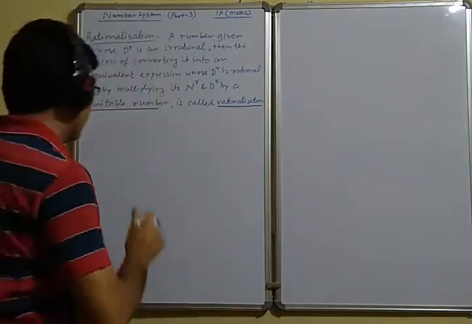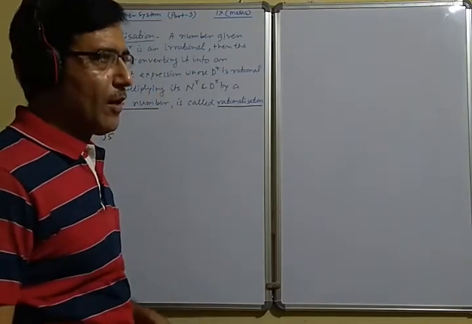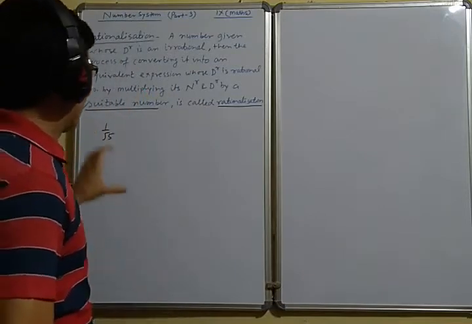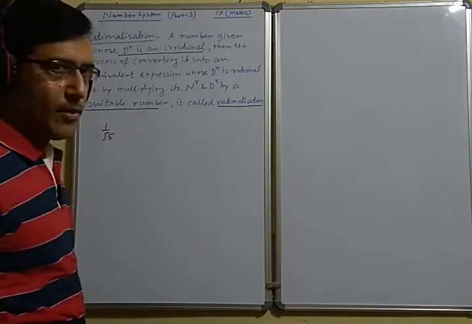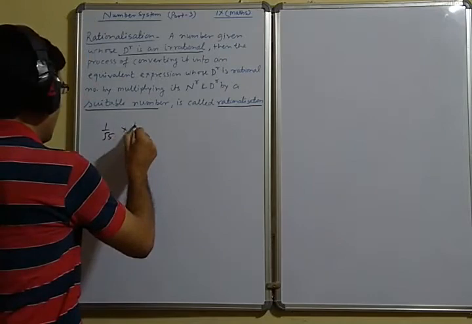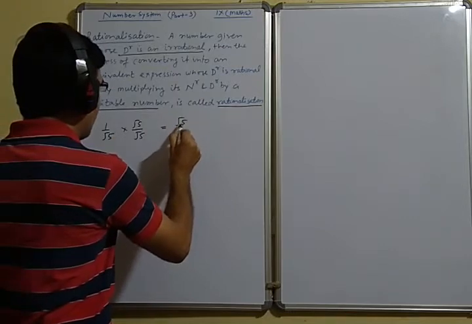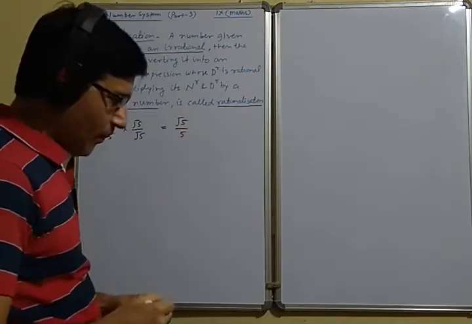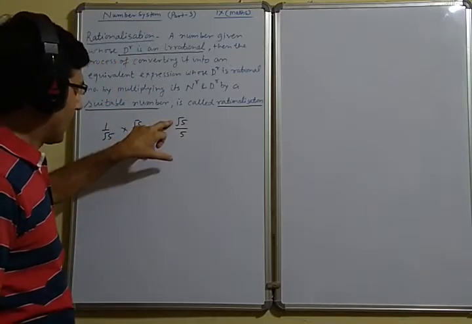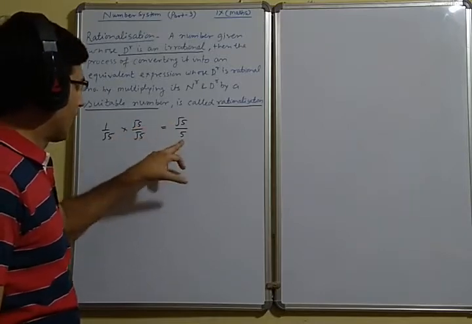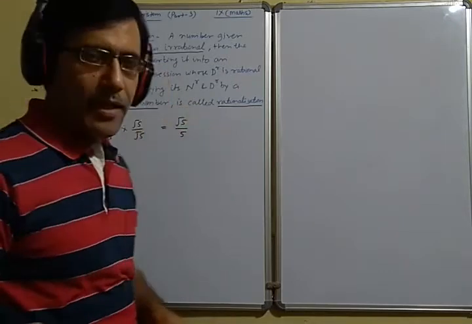For example, 1 by root 5 is there. Now we have to rationalize it. So we always rationalize the denominator where it is irrational. So what will we do? We will multiply and divide it by root 5. So now it becomes root 5 divided by 5. Root 5 is in the numerator, and root 5 into root 5 becomes 5 in the denominator, which is a rational number.